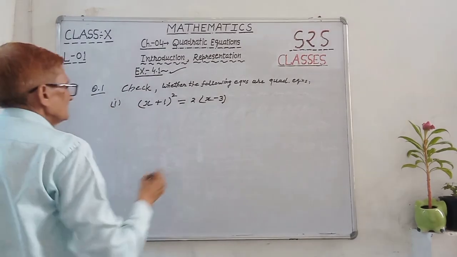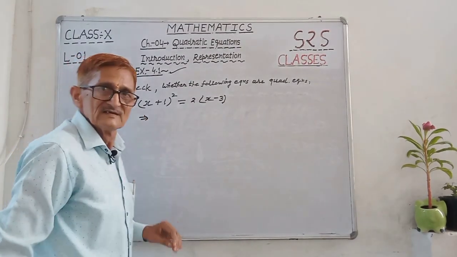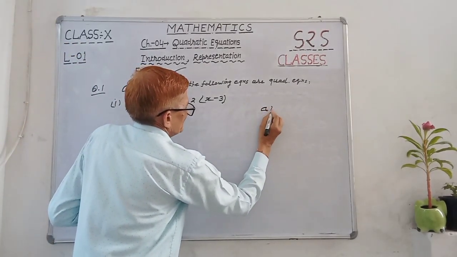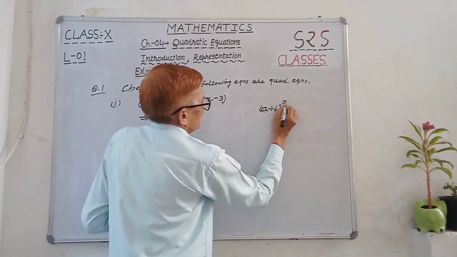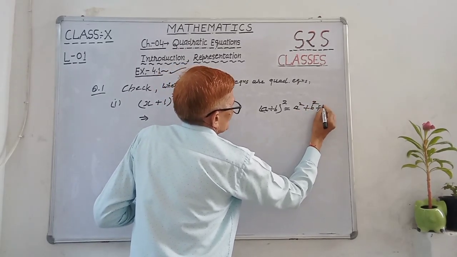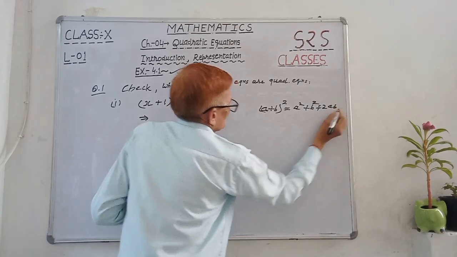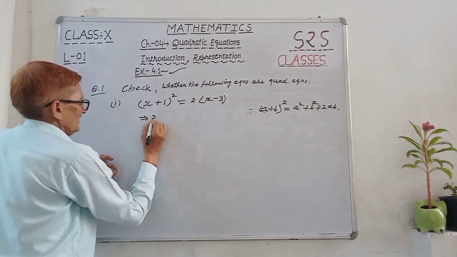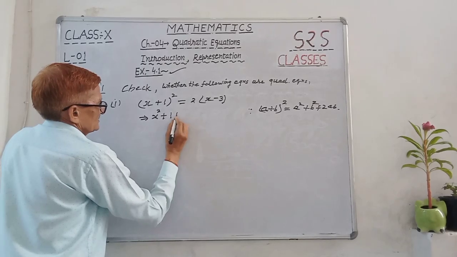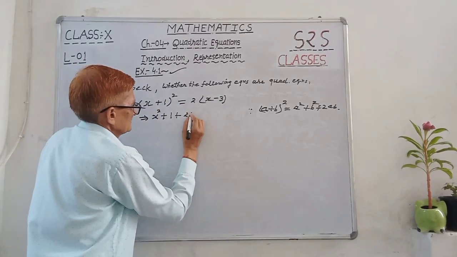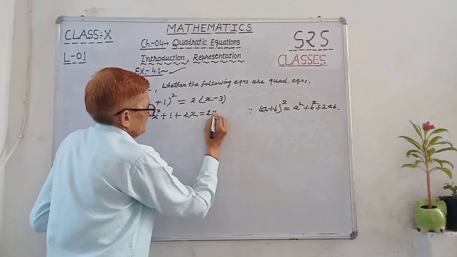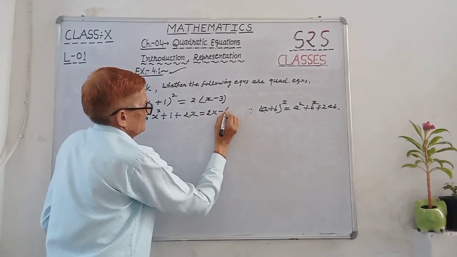So simplify and check. Okay? Simplify. Now whole square, (a plus b) whole square. What is the formula? You know it is in 8th class: a square plus b square plus 2ab. So open by this: a is x, so x square, plus b square, b is 1, so 1 square is 1, plus 2 into a into b, then 2x, is equal to 2 into x, 2x. 2 multiply inside the bracket, then minus 2 into 3, minus 6.